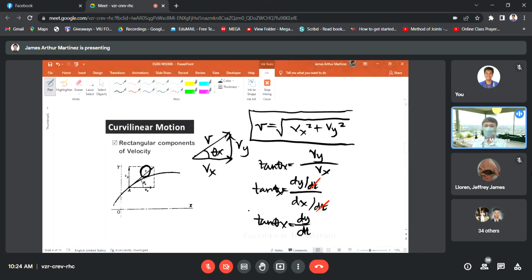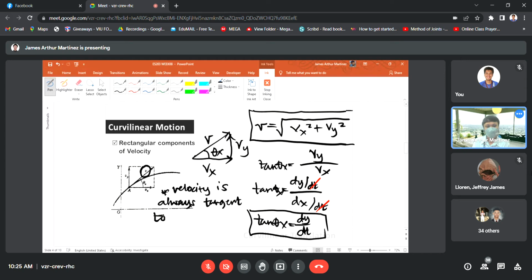So, what does this indicate? What does this mean? It only indicates, class, that your velocity is always tangent to the curved path of motion. So velocity is always tangent to the curved path of motion.